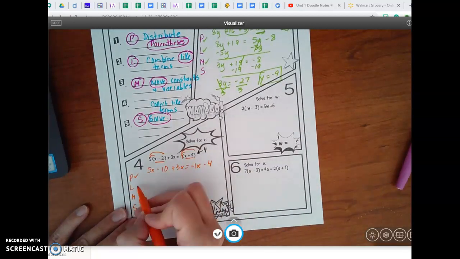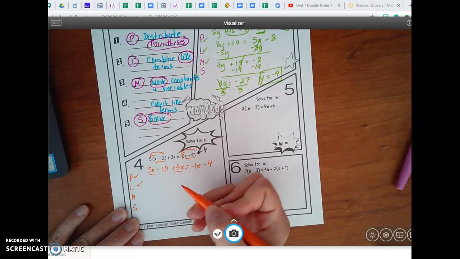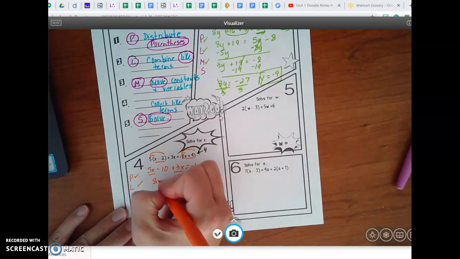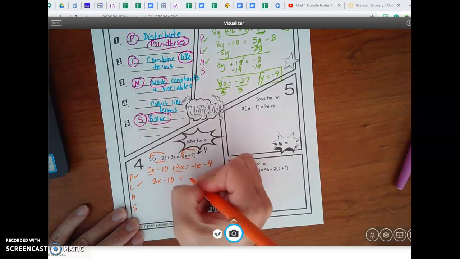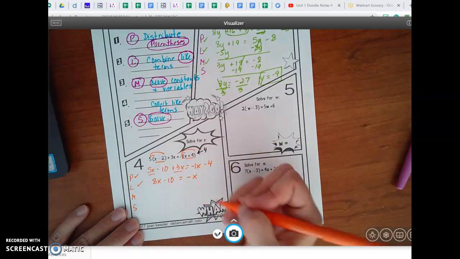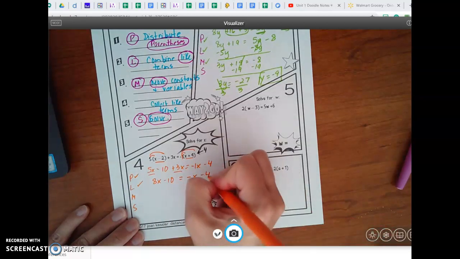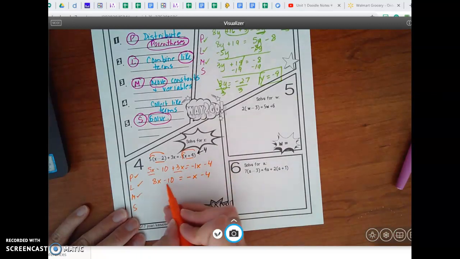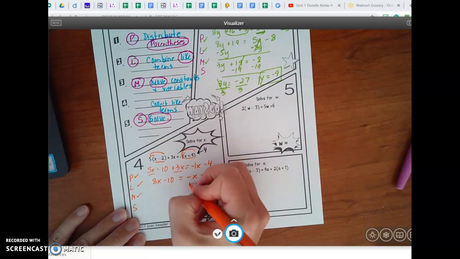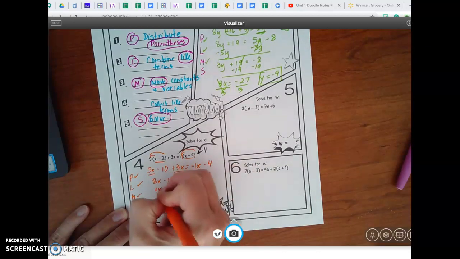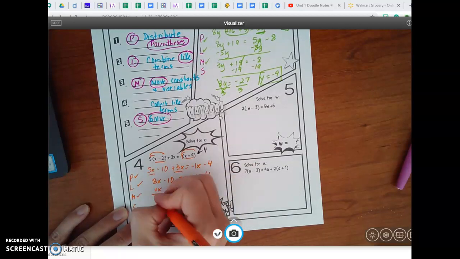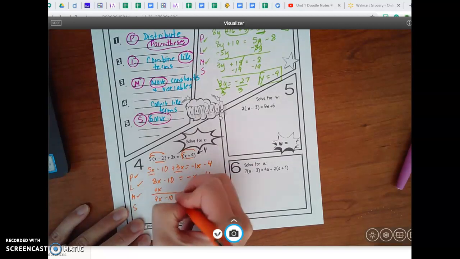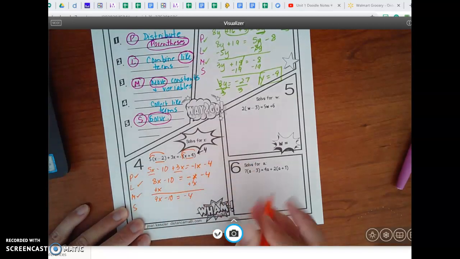Then I look for like terms. I have a 5x and a 3x. I'm going to combine those to get 8x minus 10, and that is equal to, I'm going to change that to -x just so you can see it both ways, minus 4. All right, then I'm going to move some variables. So I have an 8x and a negative x. Negative x is smaller, so the opposite of that would be adding x. So that gives me 9x minus 10 is now equal to negative 4.